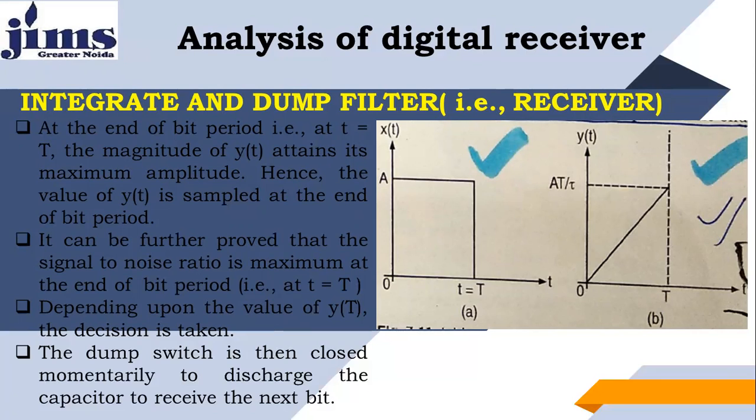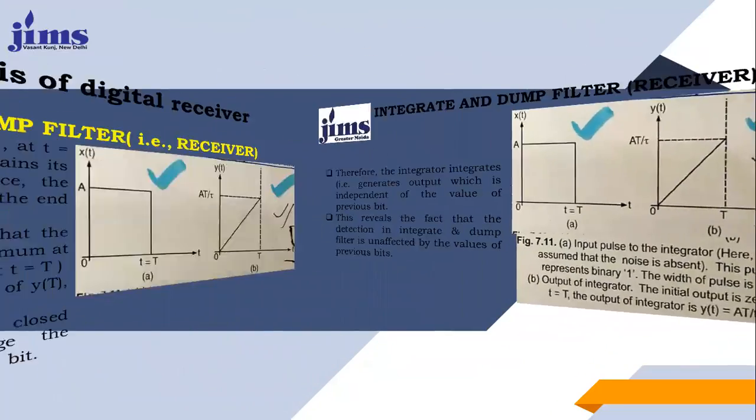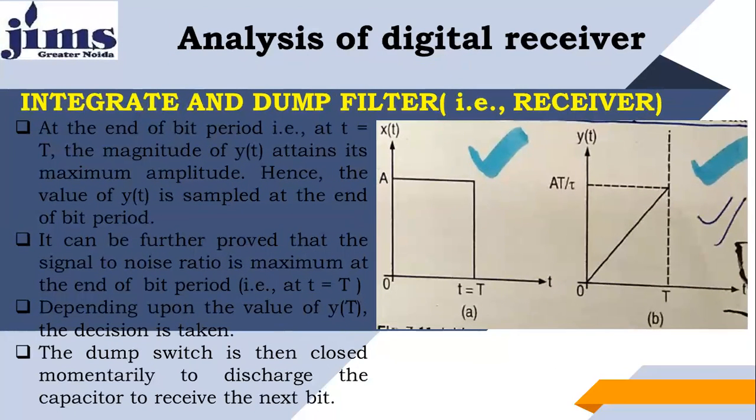So depending upon the value of y(t), meaning AT/tau, the decision is to be taken, right? The decision comes on the basis of the threshold, because if y(t) attains a voltage which is above the threshold, then the receiver declares that 1 is received, and if y(t) attains a voltage AT/tau which is below the threshold, then the receiver declares 0 is received.